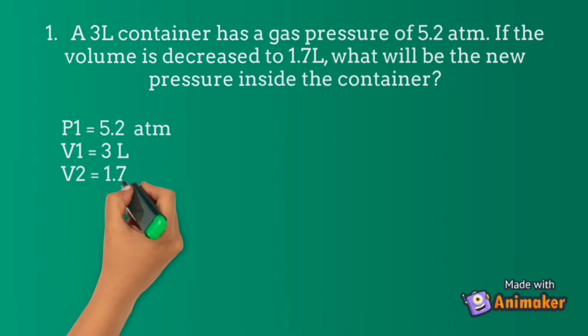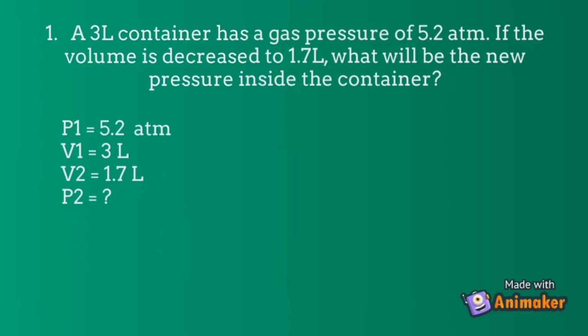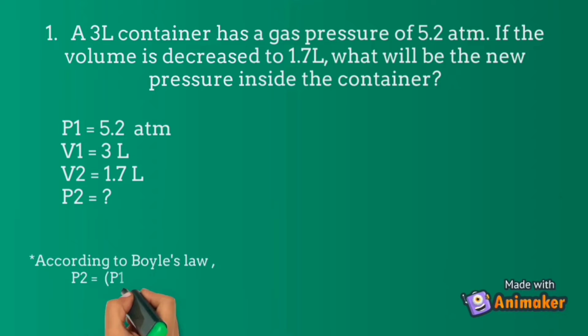So, we have here our P1 is 5.2 atmosphere, our V1 is 3 liter, and our V2 is 1.7 liter. And our P2 is the unknown na kailangan natin kunin. And according to Boyle's Law, when P2 is missing, ito yung method na kailangan natin sundin. P2 is equal to P1 times V1 over V2.